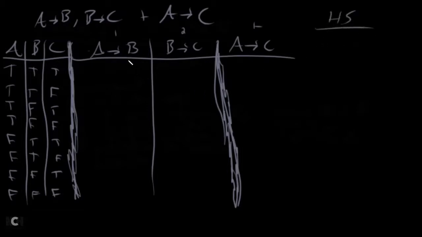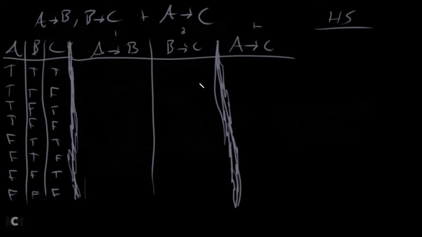So the way this should work is every time I have a T for this column, and every time I have a T for this column, I should have a T for this column. That's how validity works. Now, the long way to do this is every time I have an A, I could just transpose this over. Wherever I have an A, I could write all the A's T's and F's. Wherever I have a B, I could write all the B's T's and F's. Wherever I have a C, I could write all the C's T's and F's.